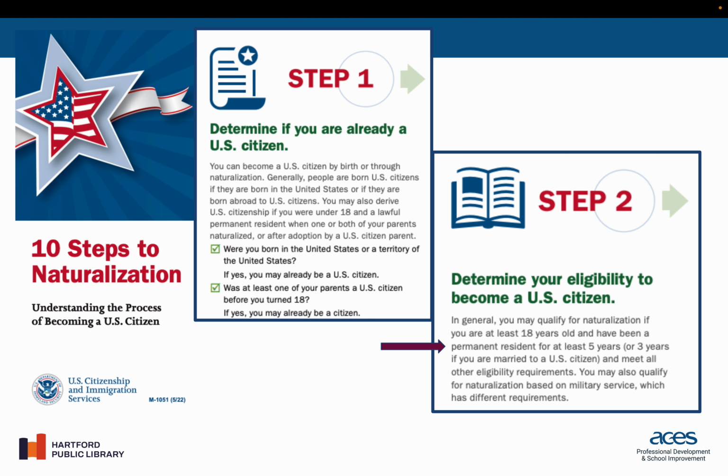This slide includes screenshots from the printable brochure on the U.S. Citizenship and Immigration Services website, which overviews the 10 steps to naturalization. Here, we are just showing step 1 and step 2 to re-emphasize the importance of 1, understanding if you already are a U.S. citizen, and 2, understanding that a key eligibility requirement for naturalization is having been a permanent resident for at least 3 to 5 years.